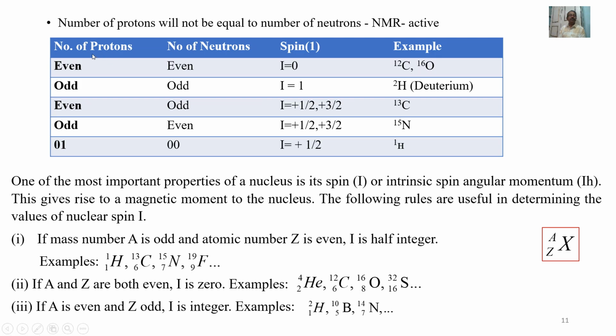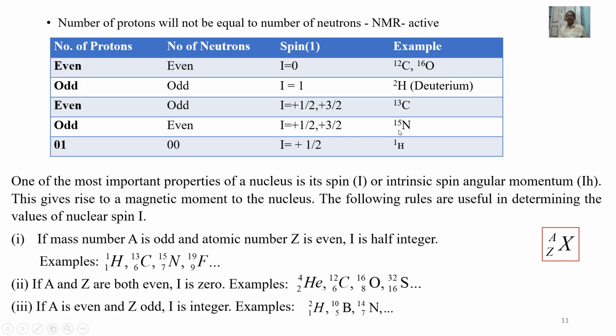Suppose the number of protons is even and the number of neutrons is also even, then the spin I equals 0, that is NMR inactive. For example, carbon 12 and oxygen 16. If the number of protons is odd and the number of neutrons is odd, then we have I equals 1. If the number of protons is even and the number of neutrons is odd, then I equals 1 by 2, 3 by 2, and so on. If the number of protons is odd and the number of neutrons is even, then again we have I equals 1 by 2, 3 by 2.